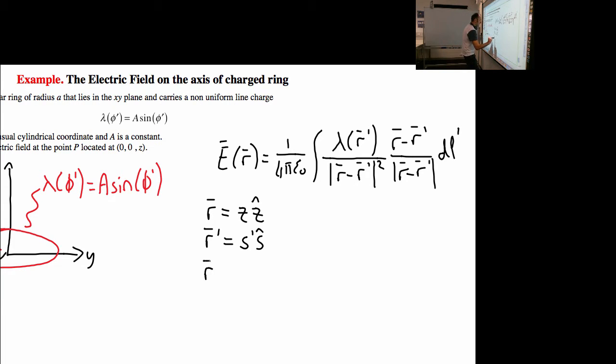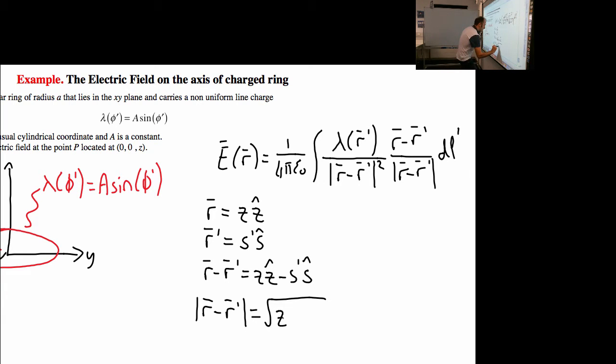We can write our separation vector as z hat minus s prime s hat, and the magnitude is going to be the square root of z squared plus s prime squared. Now, it's important here to use the prime because the prime, as I say, relates to the source. If we wanted to calculate the electric field at some point displaced from the z-axis, we would not use a prime, we'd only use s hat. So it's very important to distinguish between the two.